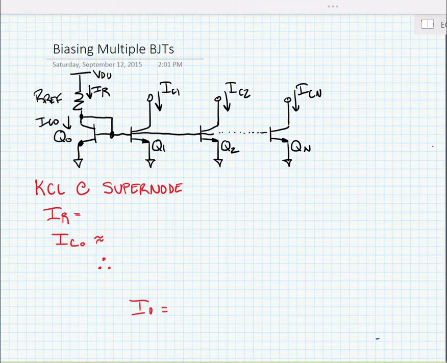Okay, in this video we're going to look at biasing multiple transistors using a single voltage reference. Now we can do this with MOS transistors or with BJTs, but BJTs have a special property that we're going to examine in this video.